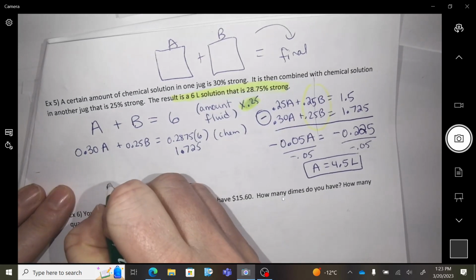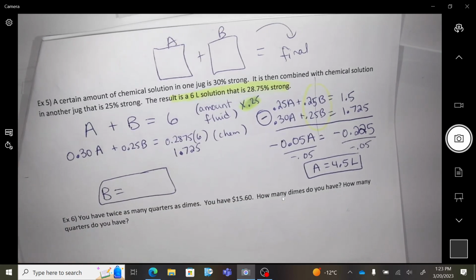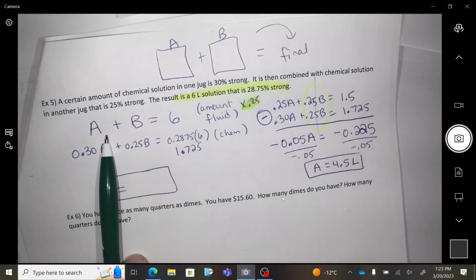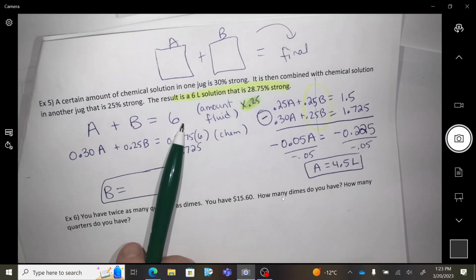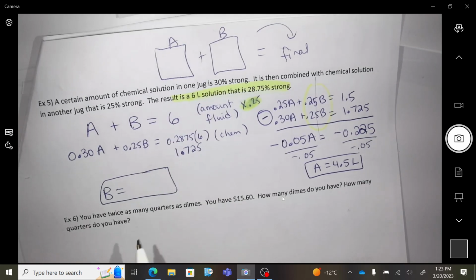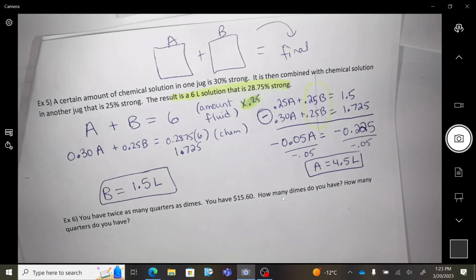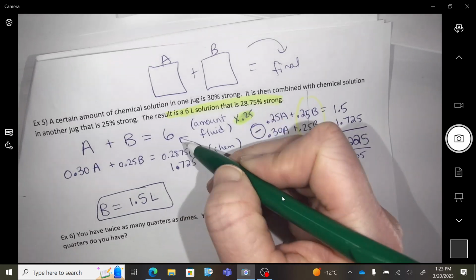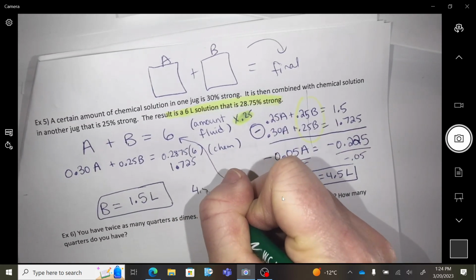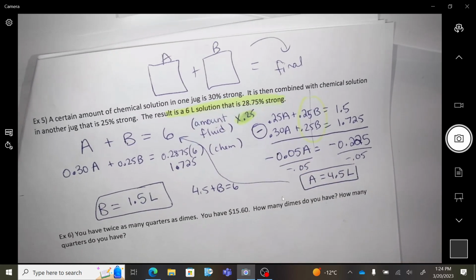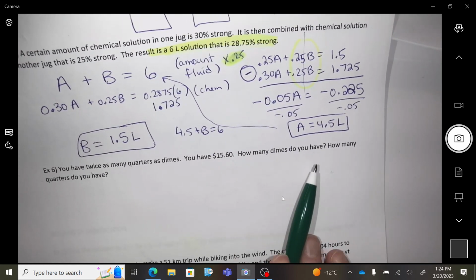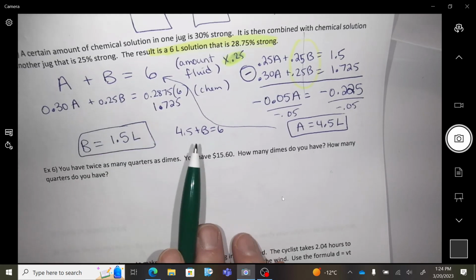Now, how many liters of fluid are inside jug B? Where are you going to go to find that? Subtract 6 with 4.5. Yeah, so if this is 4.5, the whole thing needs to be 6. Can you do some mental math there? Jug B is full of 1.5 liters. So you would go 4.5 plus B equals 6, because you're going back to some kind of original with a substitution.